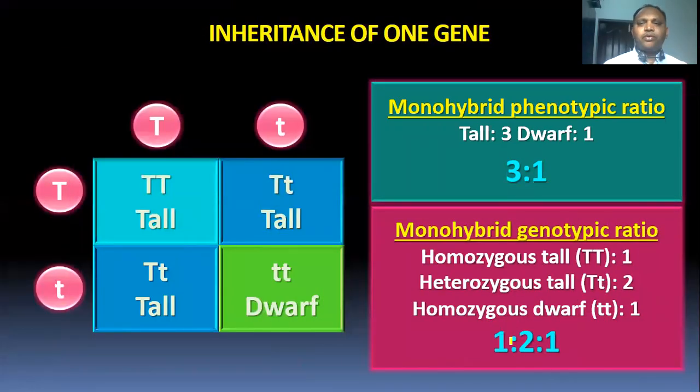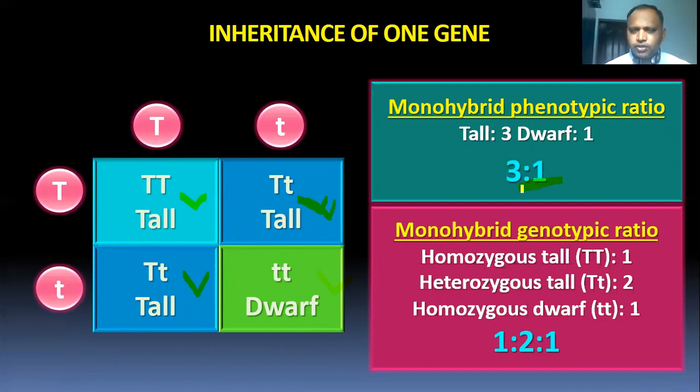Here we are going to see the phenotypic ratio and the genotypic ratio of a monohybrid cross, right? Here you can see how many tall plants we got. This is the gametes produced by the parents of the F1 generation. Here we have selected two parents and we are crossing. How many plants are looking tall? These are also tall, and this one is tall. This is a homozygous tall. This one is heterozygous tall, and this one is also heterozygous tall, and this one is homozygous dwarf. So the monohybrid phenotypic ratio is 3 tall and 1 dwarf. So the ratio is 3:1.